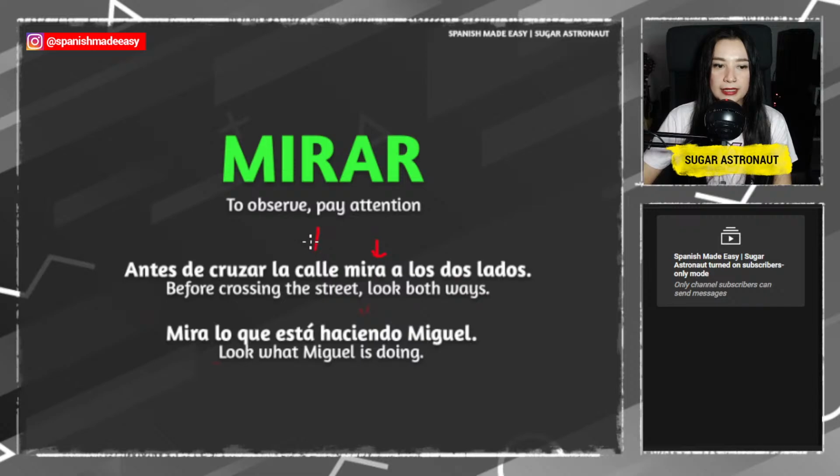Calle means street. Lados, in this situation, means ways, because lado usually means side. Lado izquierdo, lado derecho. But in this situation, we're talking about left and right, both ways. Cruzar is another interesting verb that means to cross, like literally to cross the street in this situation. Antes, before. Okay?